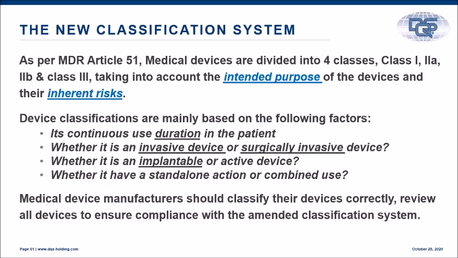You need to do the classification as per Article 51: four types of class, class 1, class 2A, class 2B, and class 3, based on the intended purpose and the inherent risk of the use of the device. The main considerations remain the same: duration of contact with the patient, invasiveness, whether it is a natural orifice invasive device or surgically invasive, implant device, standalone or combination device. All these things are put in as part of the rules for classification.